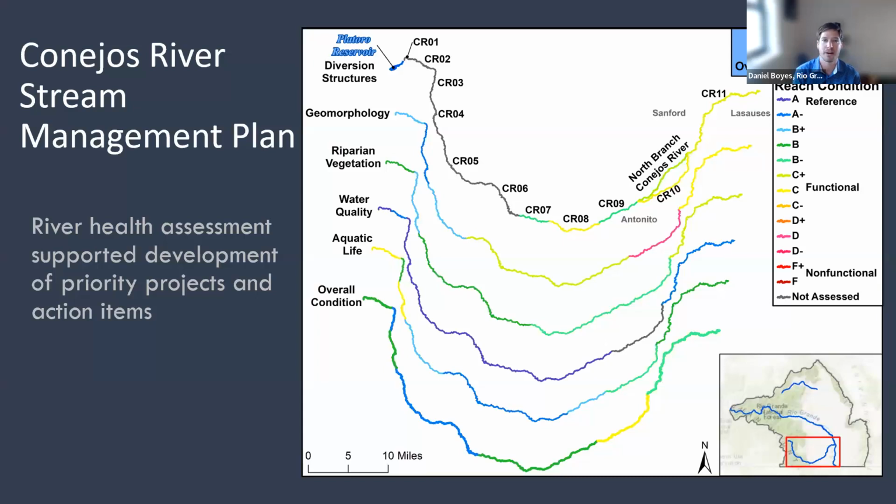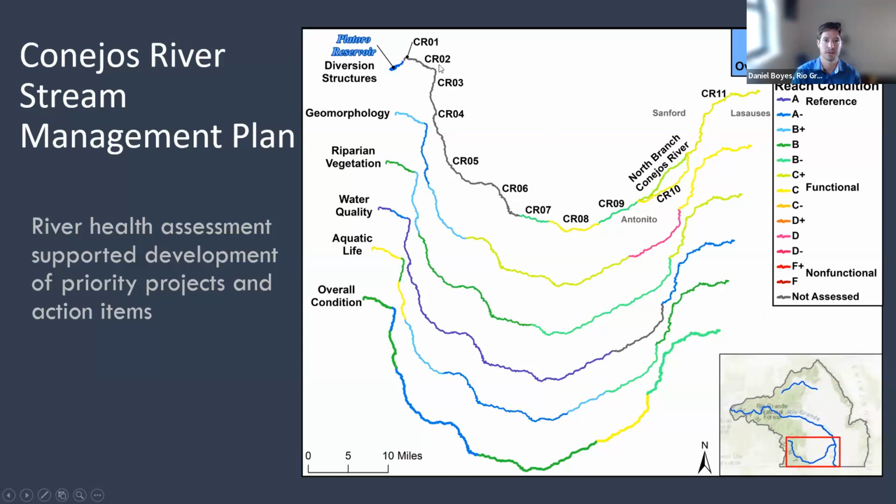So just for a little background on the project, it really was born directly out of a stream management plan. The restoration project facilitated the Saguache Creek, Rio Grande, and Conejos River stream management plans, and we wrapped them up in 2020. A really big part of the stream management plans was a really robust river health assessment. And the map on the right here shows the results of that assessment for the Conejos River, which is located in the southern San Luis Valley in the Rio Grande Basin.